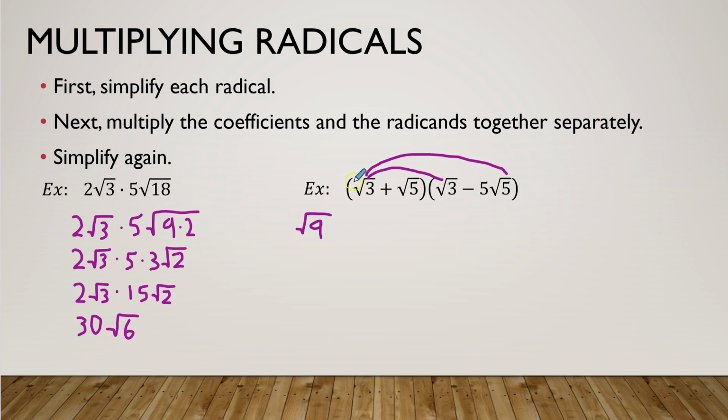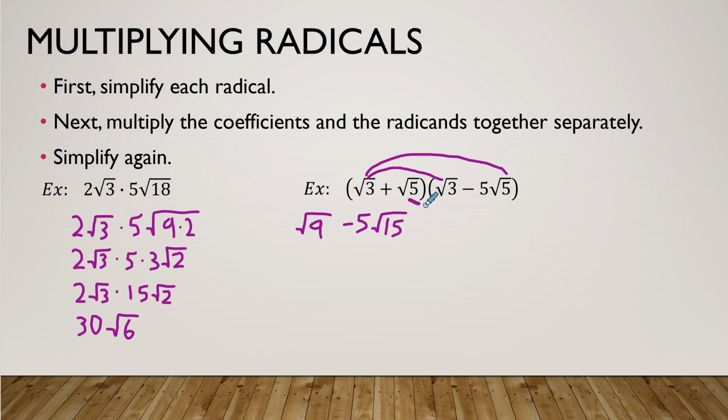So remember, we multiply the numbers in front of the radicals separately. This one kind of has an invisible 1 on it. So 1 times negative 5 is going to give me negative 5. But then when I multiply the radicals together, 3 times 5 is going to give me 15. Okay, so I've multiplied square root of 3 times both of the terms in the other binomial here.